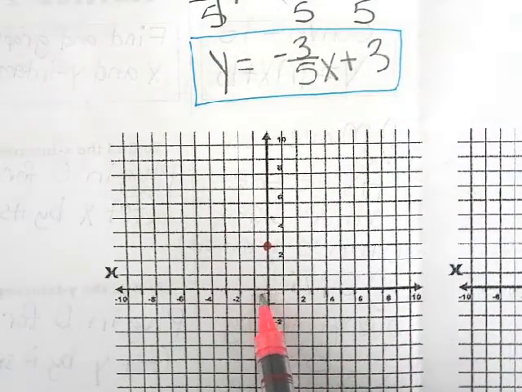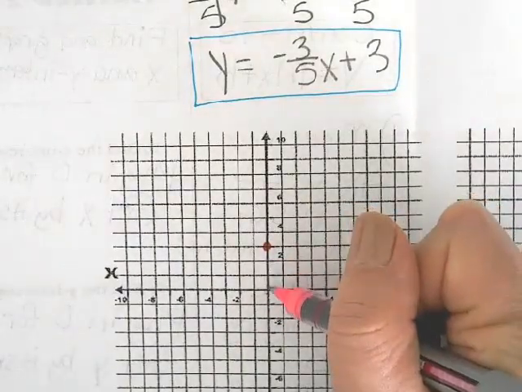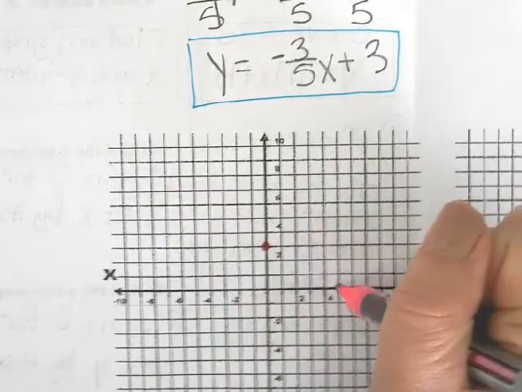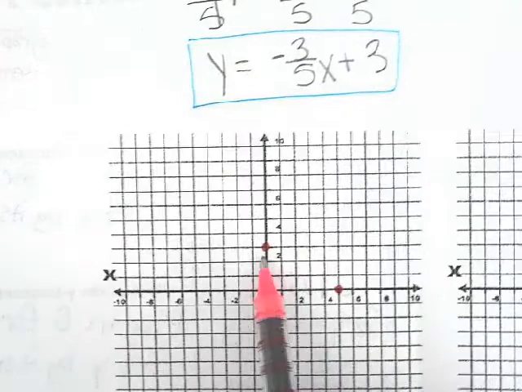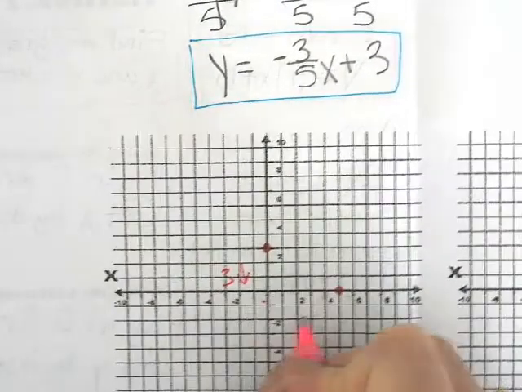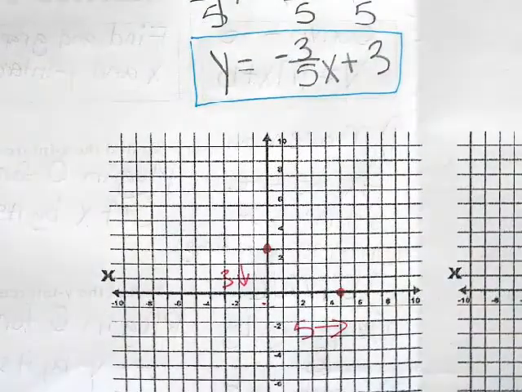And then my slope is negative 3 over 5. So that means I'm going to go down 3, 1, 2, 3, and go to the right 5, 1, 2, 3, 4, 5. Again, I'm going to go down 3 to the right 5. I'm looking at it. That is a negative slope. I'm going to use my ID or a straight edge to draw a line through those 2 points.